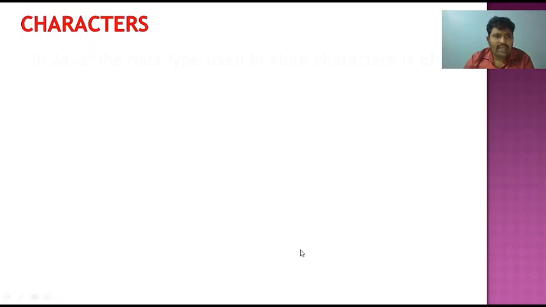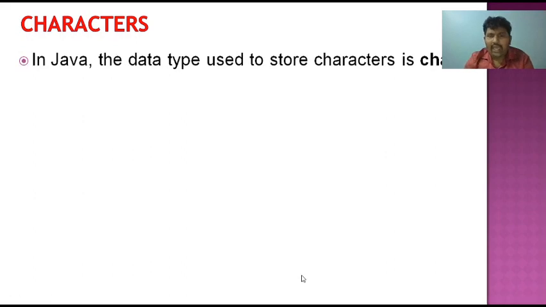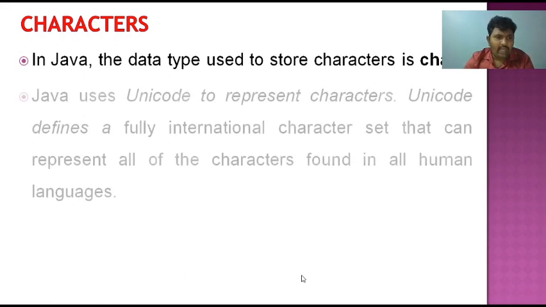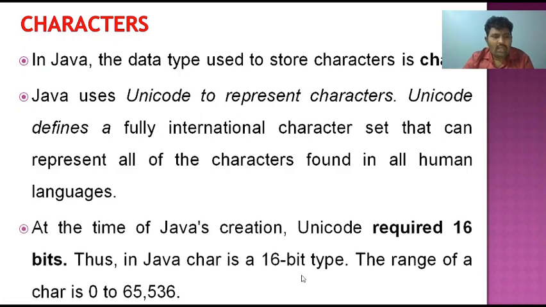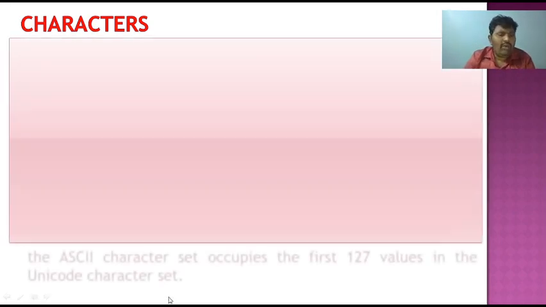So the next concept is characters. Whenever you want to store a single character, we can use a data type called char. In the C programming language, we use ASCII, the American Standard format. But in Java, a different standard called Unicode is used to store characters. The character data type is 16-bit, and the range of this data type is 0 to 65,536. So this many characters we can store very easily in Java.